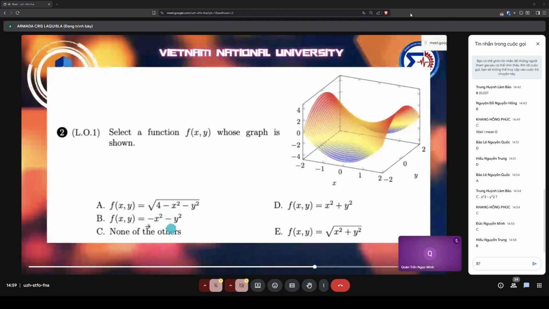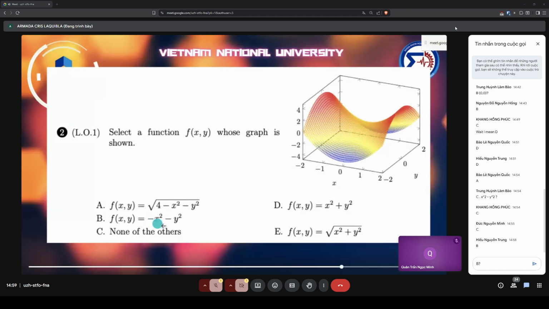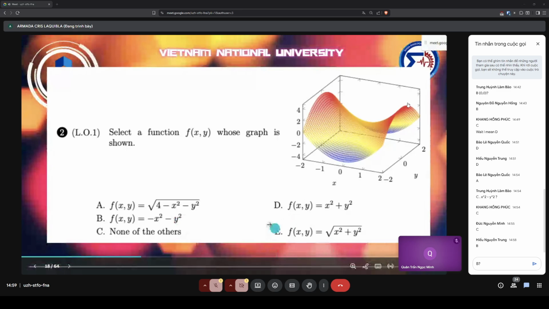Next we have B. For B, negative 2, negative 2, so negative 4 minus 4 is negative 8. It's not equal to 0, so B is wrong. For D, if this is negative 2, negative 2, when you square them, it's 4 plus 4, so it's 8. It's not 0 either. If this is 8, then your E is the square root of 8, so it's not 0 also. So the four functions will not satisfy that point, negative 2, negative 2, 0, so we have to pick none of the others.